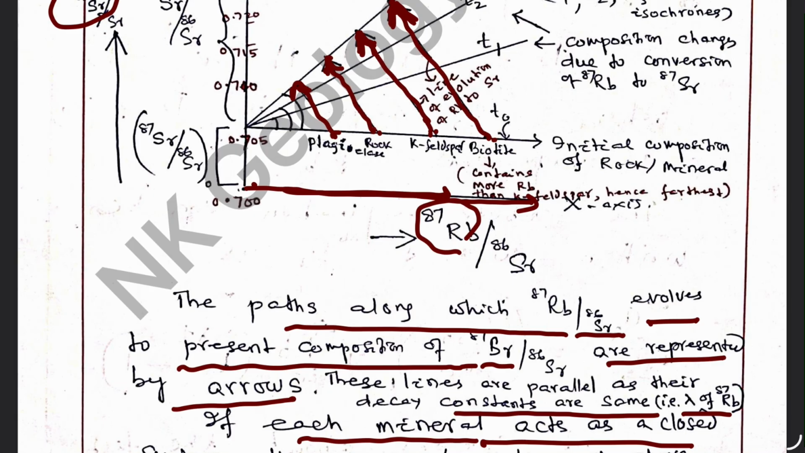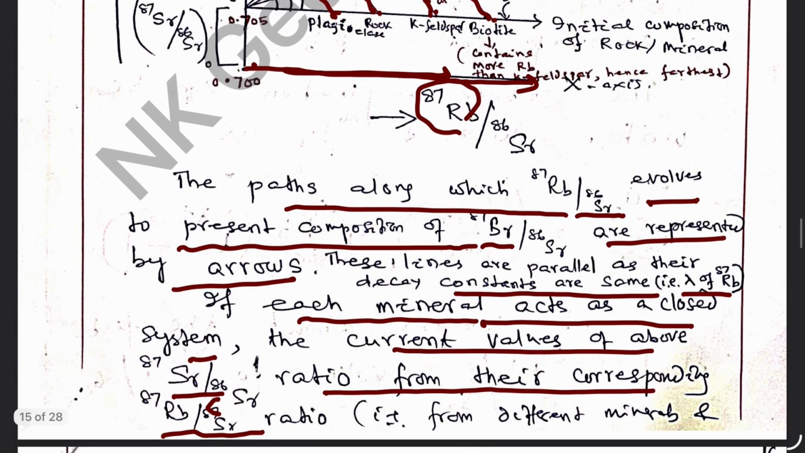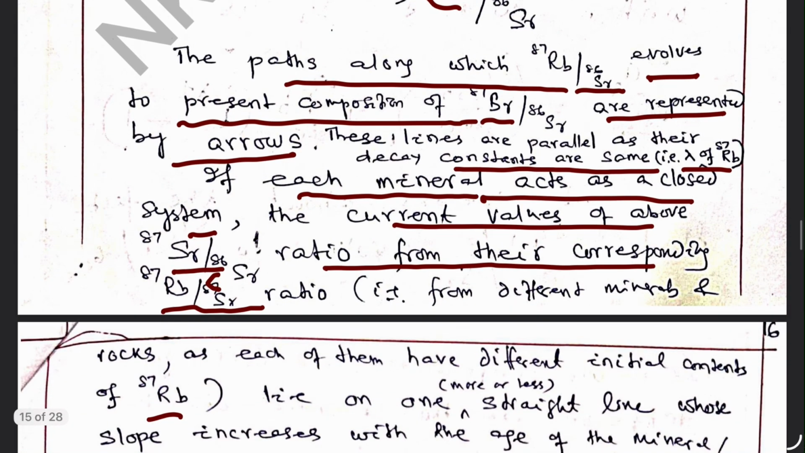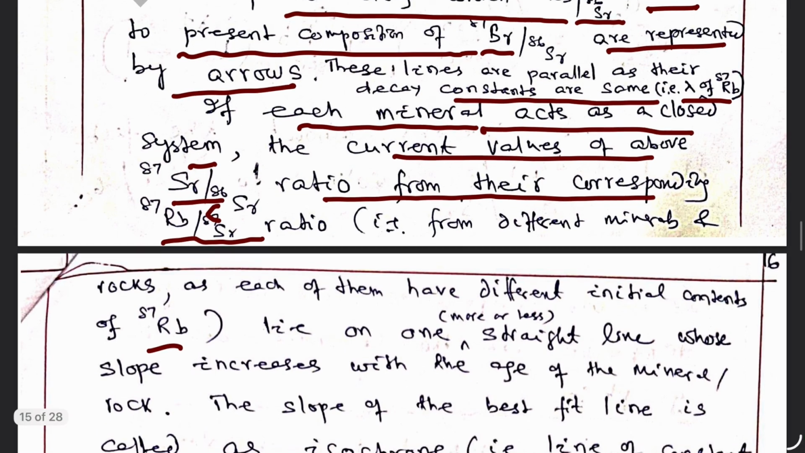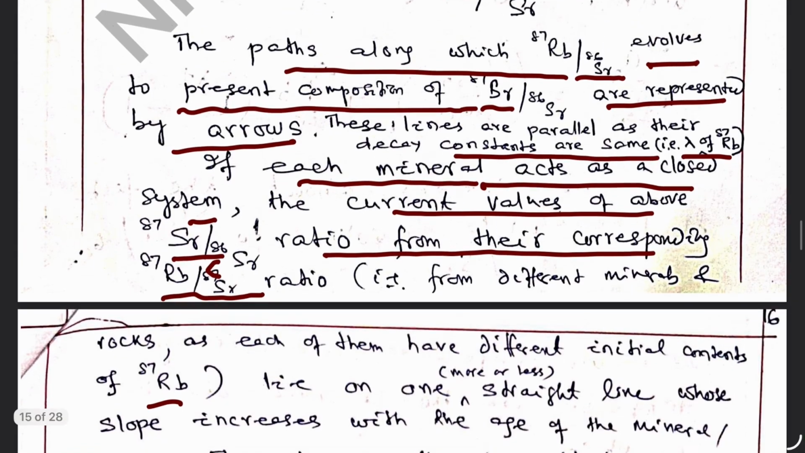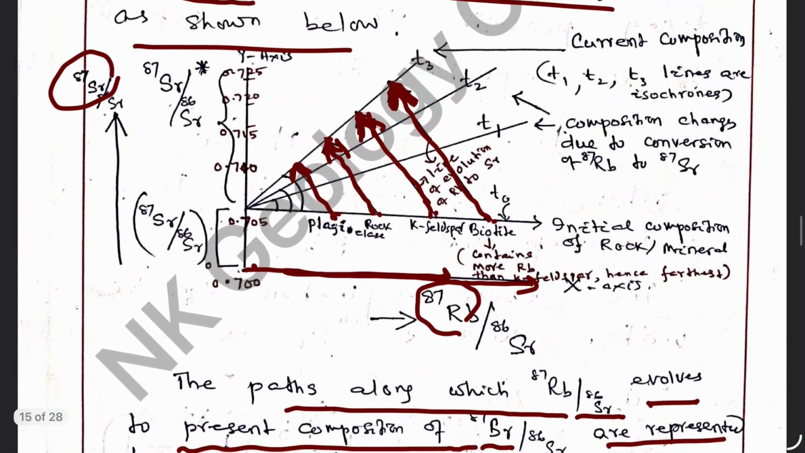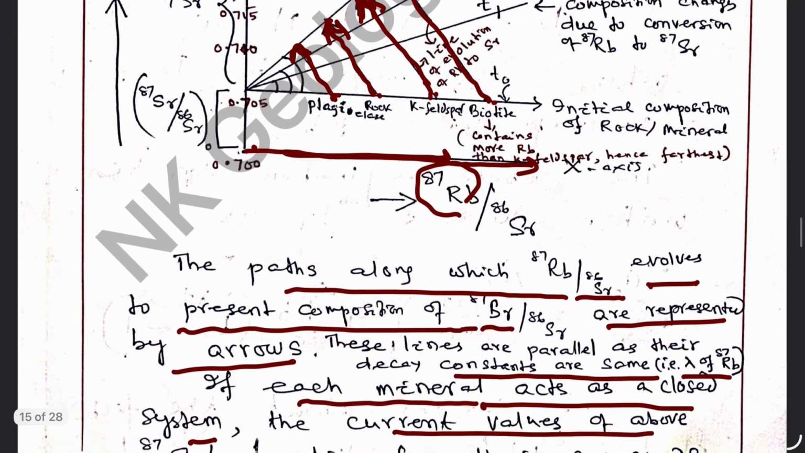And they have evolved with time. All the rubidium present in biotite, K feldspar, rock, plagioclases evolves with time. That's why their evolution lines are parallel, because they have the same decay constants. So they all lie in one straight line. They lie in a straight line which indicates their evolution.